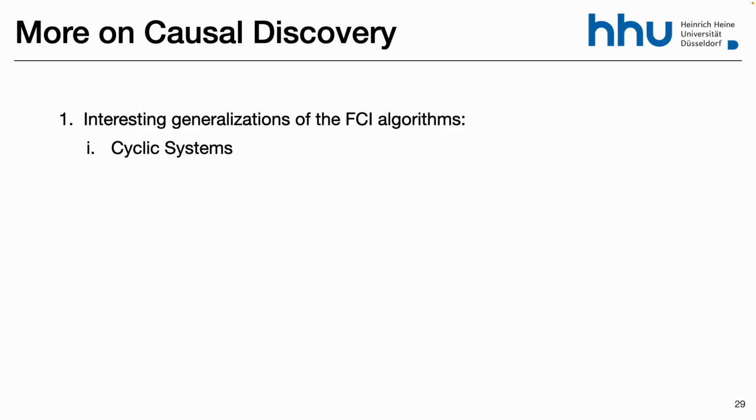So for example, extensions to cyclic systems exist. The PAG actually covers some cycles, although we just saw acyclic systems. It can be shown that the same FCI algorithm under something called sigma separation, not d-separation, actually covers dependencies and independencies in cyclic systems, but it's not complete. But it's a really nice extension, and a lot of people are working in this direction because systems can actually have feedback.